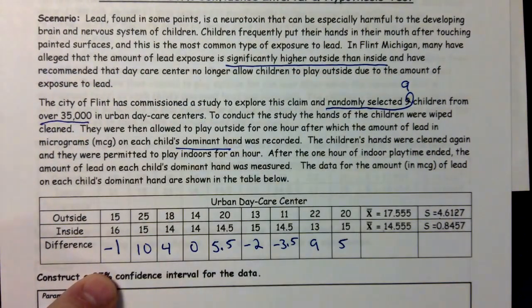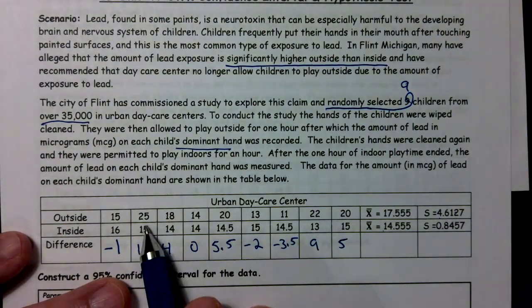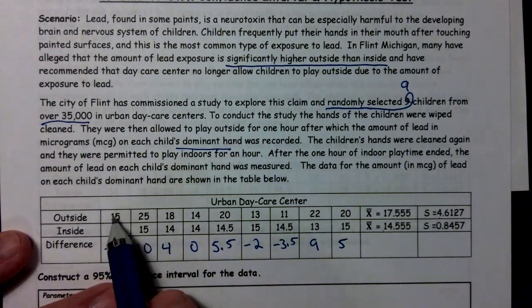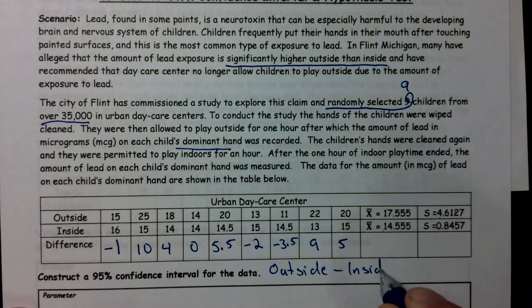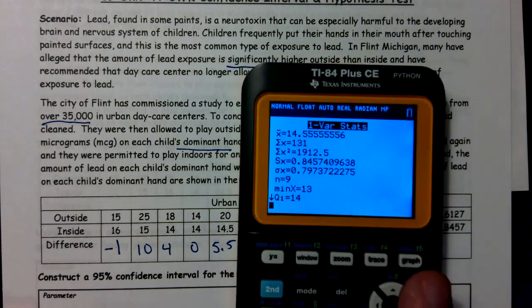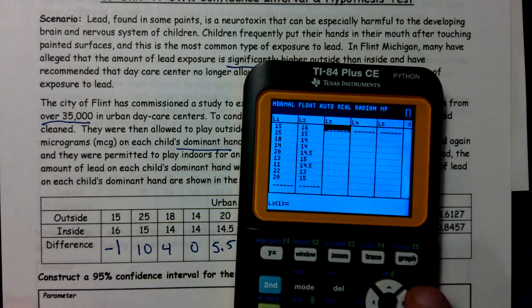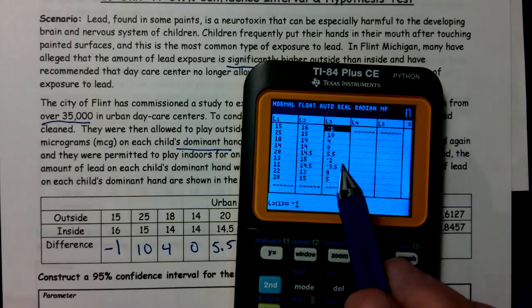But what we're really interested in is that they were tested twice. They were tested once on their dominant hand playing outside, then they were tested again indoors. And so we went outside minus inside. So I'm going to go ahead and write that down because that's going to be important. Outside minus inside. And you can see that 15 minus 16 is -1, 25 minus 15 is 10. So we can see that they were subtracted outside minus inside. But I can go to the calculator and update that by going up to the top of L3 and going second 1, the minus sign, second 2, and it populates it.